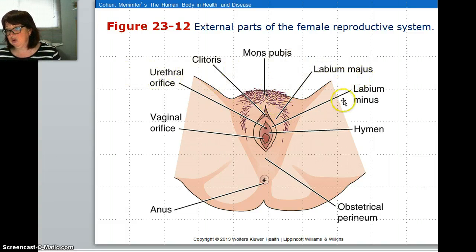Now, when we look at the external part of the female reproductive system, you don't need, for my purposes or for the purposes of this course, to know all these external words. But in terms of female health, you do need to know these ones because this is where they're talking about them.